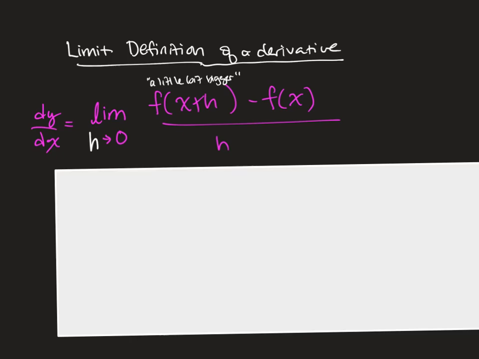Okay, quick overview of the lesson from Friday. The biggest thing that I need you to know is about this limit definition of a derivative. This is the equation, the formula that you need. So dy over dx is equal to the limit as h approaches 0 of f of x plus h minus f of x all over h.